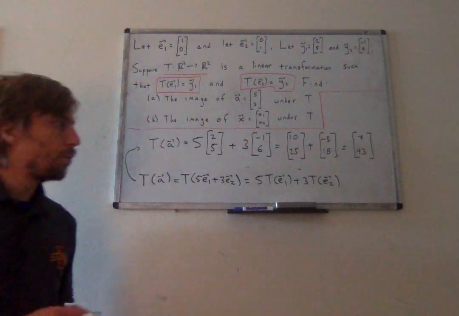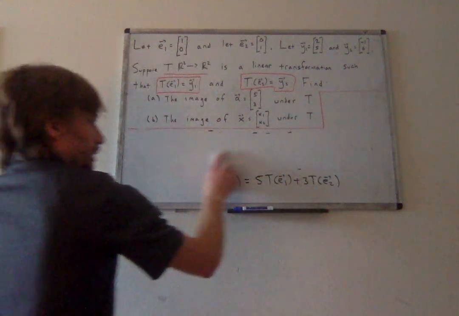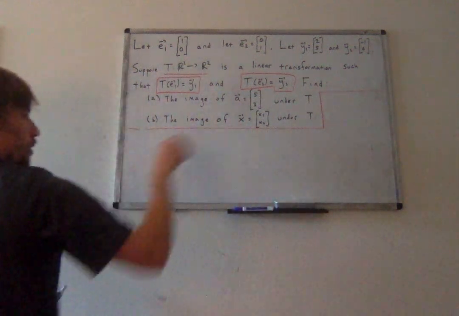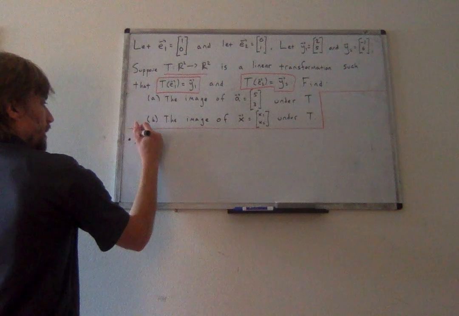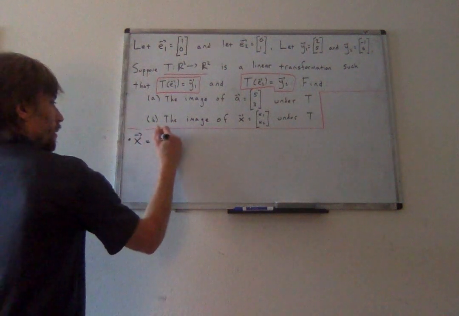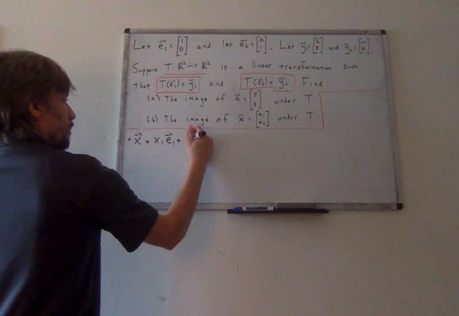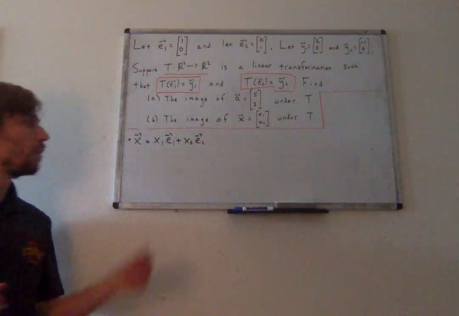Well, remember I had pointed out that e1 and e2 are very nice vectors because notice for this arbitrary vector x, much in the same way we did in part A, x is equal to x1 e1 plus x2 e2, right?